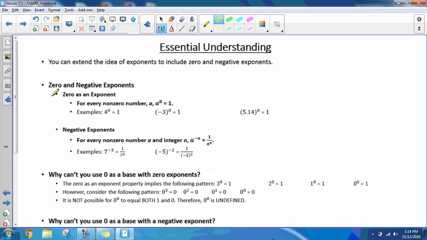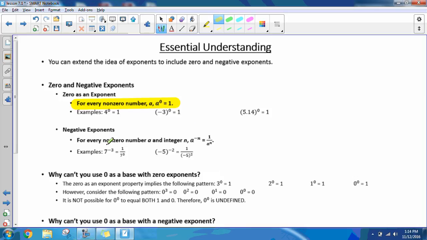Zero as an exponent. For every non-zero number a, a to the 0 power equals 1. For example, 4 to the 0 power equals 1, negative 3 to the 0 power equals 1, and 5.14 to the 0 power equals 1.